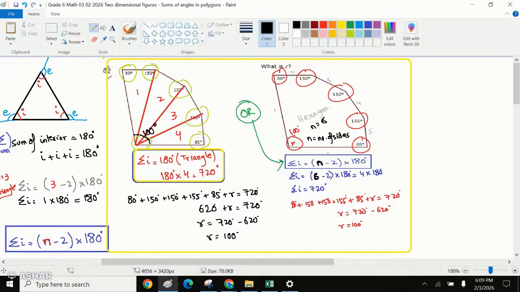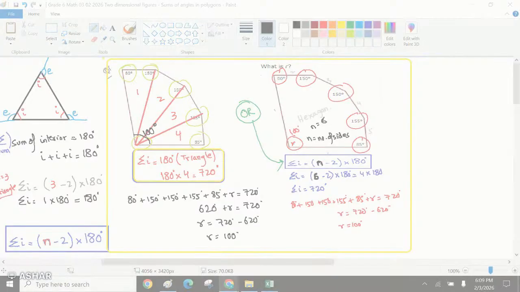Do we agree on this, Ashik and Princely? Do we agree on this? If there is any confusion, please let me know.